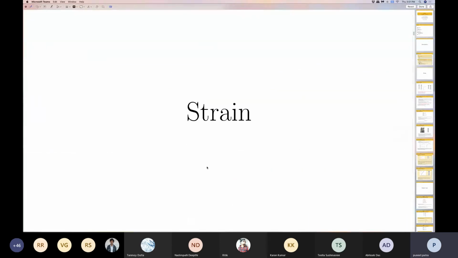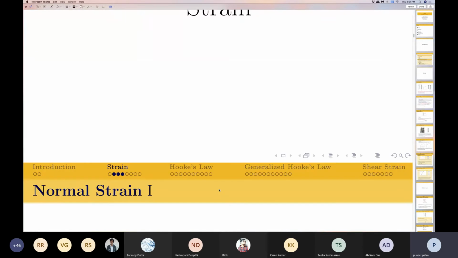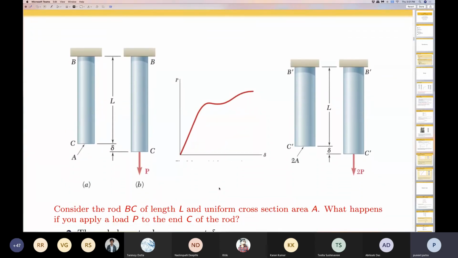Now, we straight away will jump over to strain. So consider over here a situation where you have a bar. This bar BC has a uniform cross-sectional area, and this uniform cross-sectional area is denoted by A. Let's say that this end C is subjected to some force P. That is, I am incrementing a load from 0 until it reaches a value of P. And this load is going to act at point C.